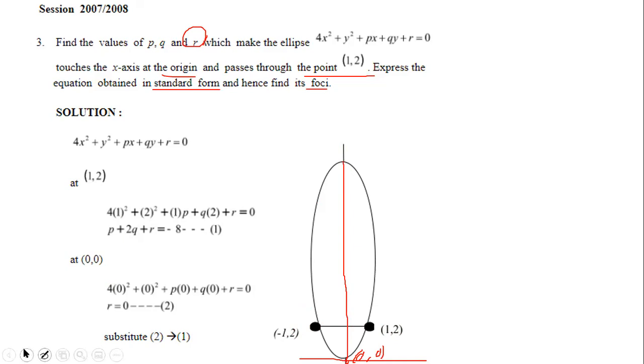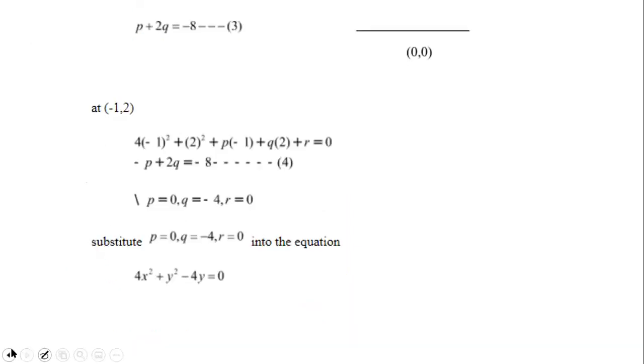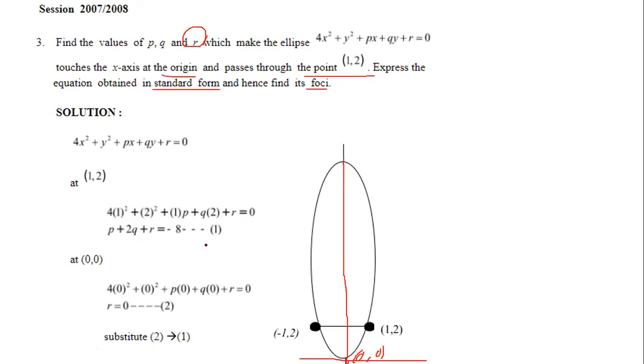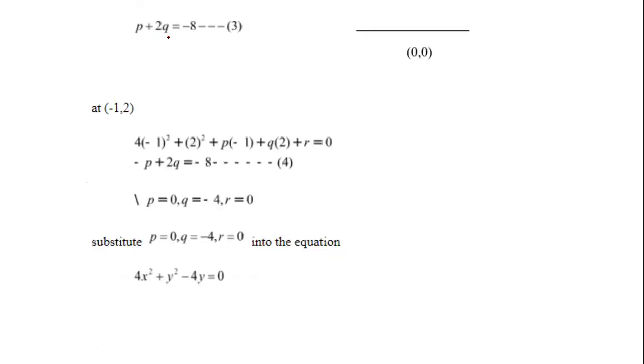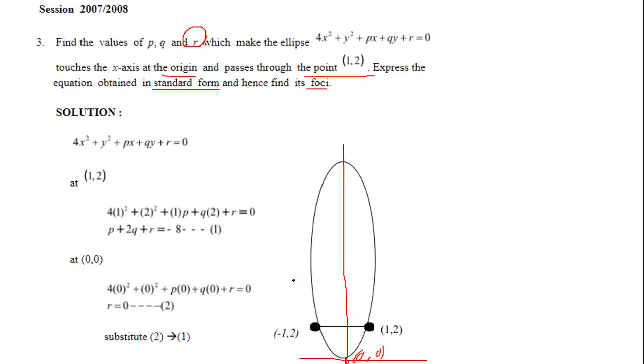The next step is, we can get this equation already. We substitute inside, and we'll get P plus 2Q equals to negative 8. We call this the third equation. And then I said before that it's negative 1, 2 already, right? We found that it is symmetry, so we can do this.